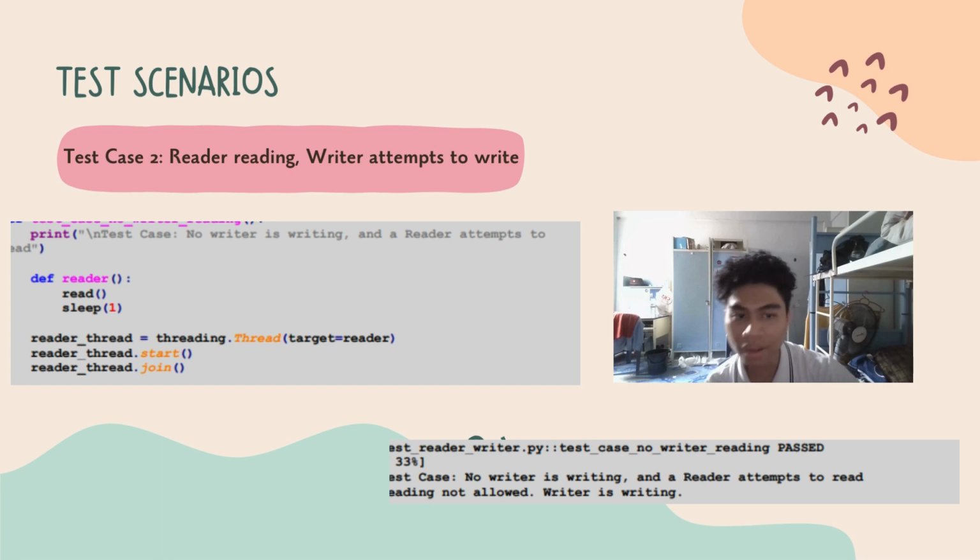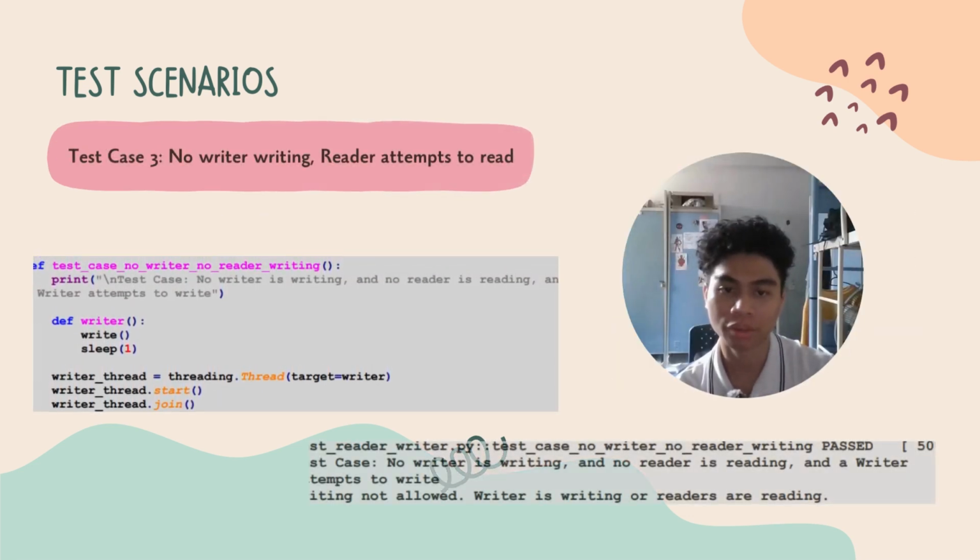So why is reading not allowed, writer is writing? It's just like what I mentioned before. It is because the system checks if a writer is waiting to write. Since the test case for no writer is writing and a reader attempts to read has not been executed yet, the system still thinks a writer is waiting to write. Therefore, the reader is not allowed to read.